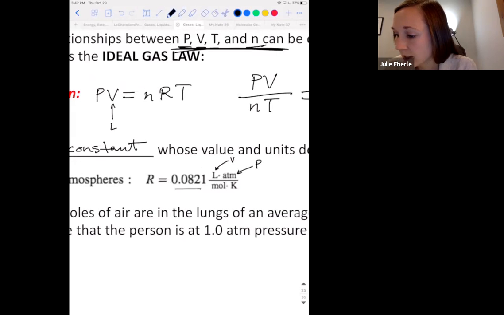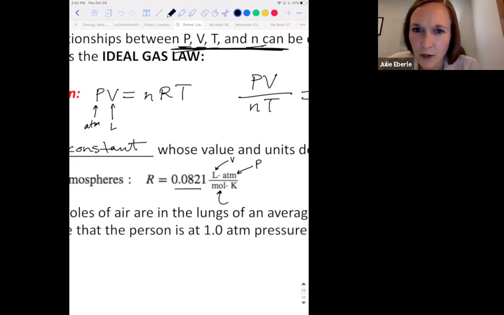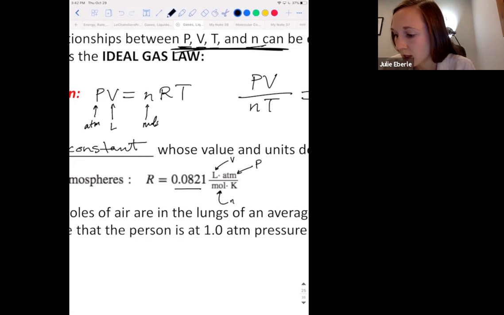Pressure. Anytime you plug in a pressure, guess what units pressure has to have? ATM. Why? Because that's the units on R. Same thing with moles. You just can't plug in grams for an amount of a gas. You have to plug in moles because, again, that's the unit on R. So N has units of moles. And Kelvin, we know that's our temperature. So temperature always has to be in Kelvin.